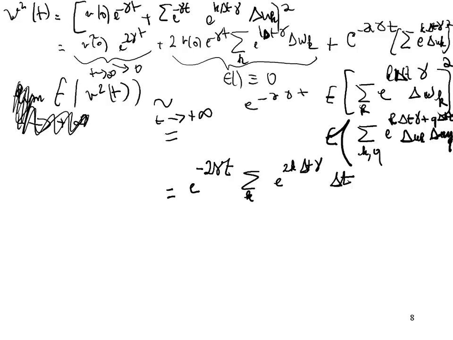I think that's it. So we are left with this, and we have to sum this. Now we can recognize that this is simply the Riemann integral. So this is exponential of minus 2 gamma t, times the integral from 0 to t of exponential of 2s gamma ds.